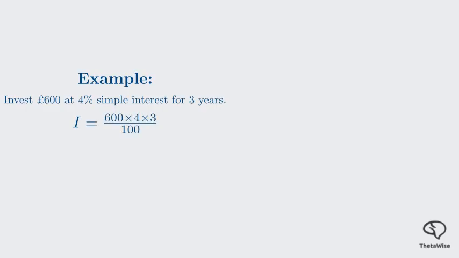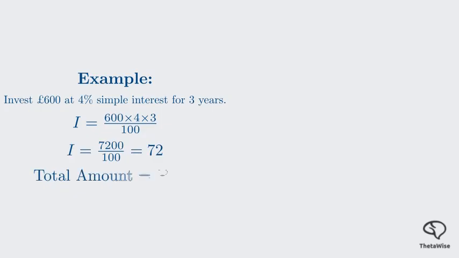Let's look at an example from a past paper. An investment of £600 is made at a rate of 4% simple interest per year for 3 years. Let's find the total interest. We plug the values into our formula. 600 times 4 times 3 divided by 100. The interest earned is £72.